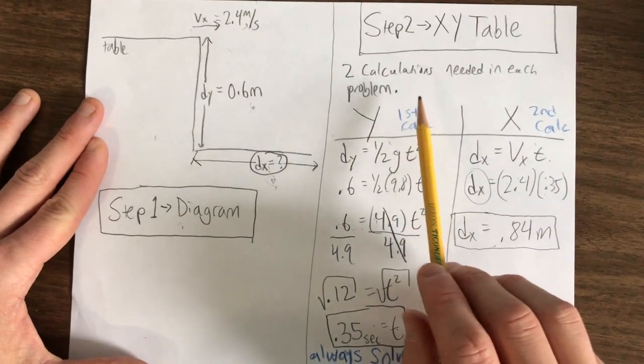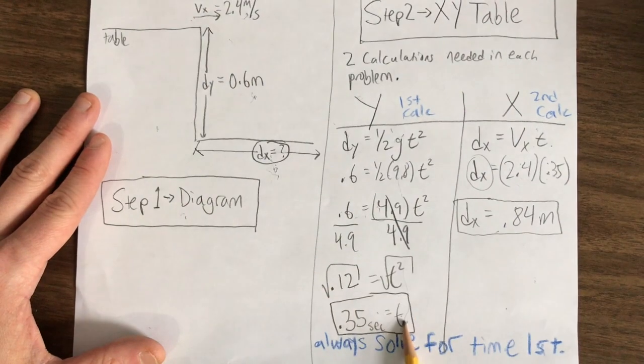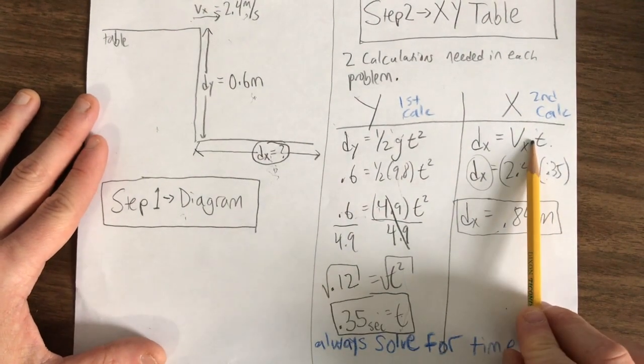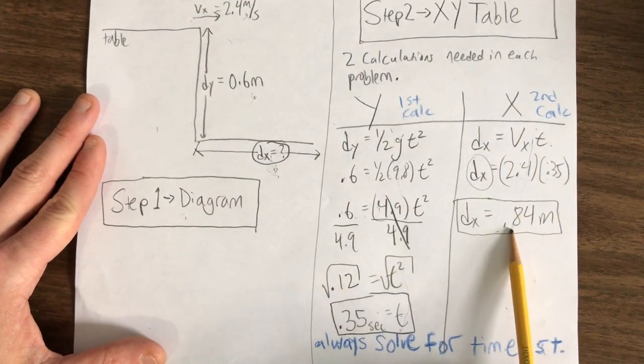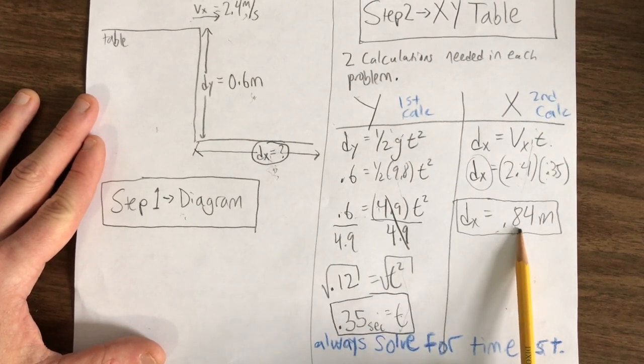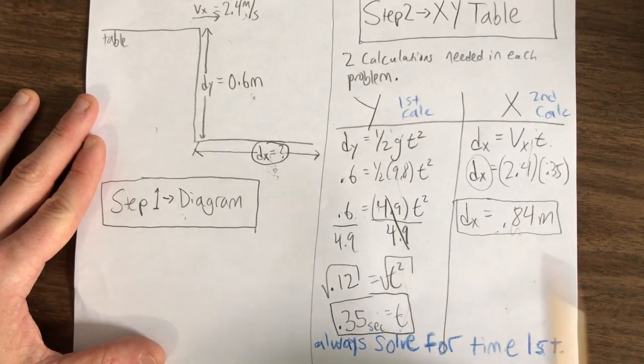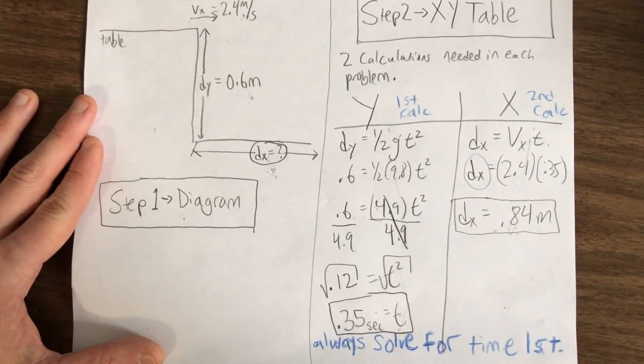And then set up a x and a y table, all right? Start out with this equation in the y, solve for time first, plug that time in the other equation in the x, and you could get what you're looking for, which was how far it went.